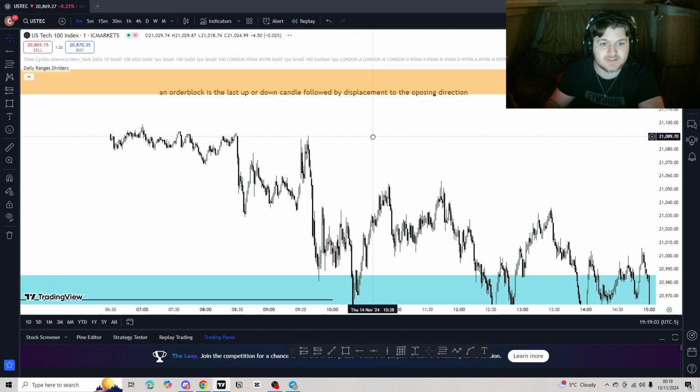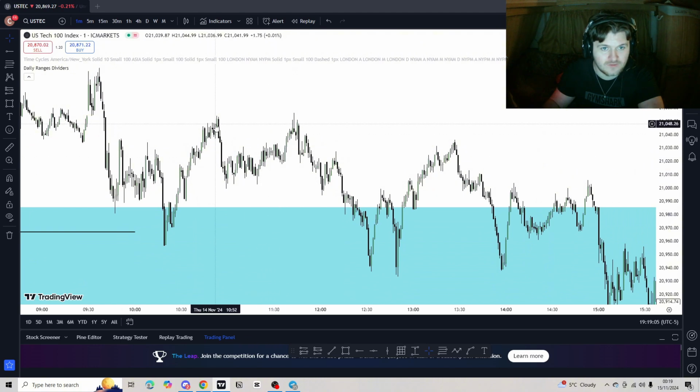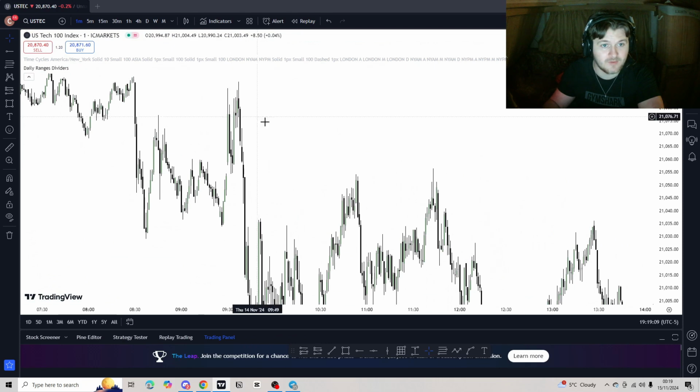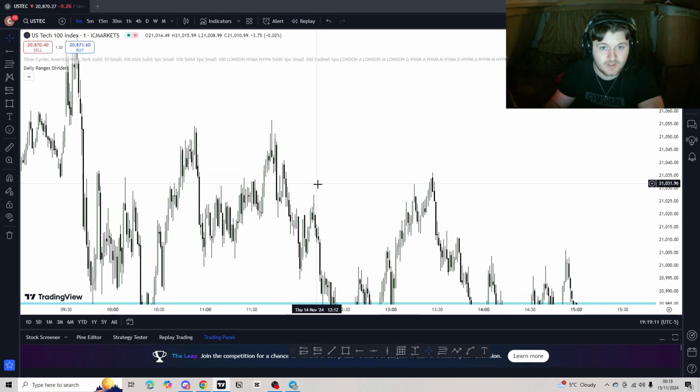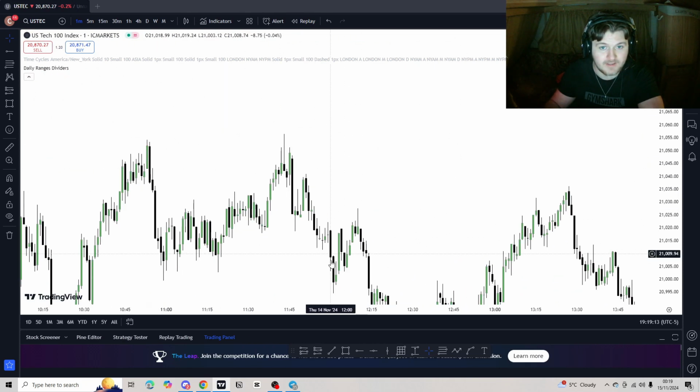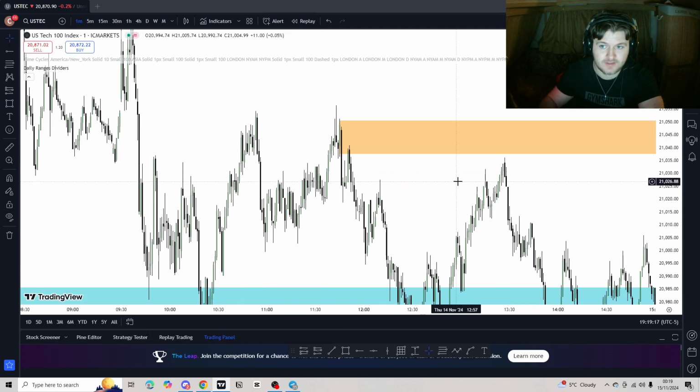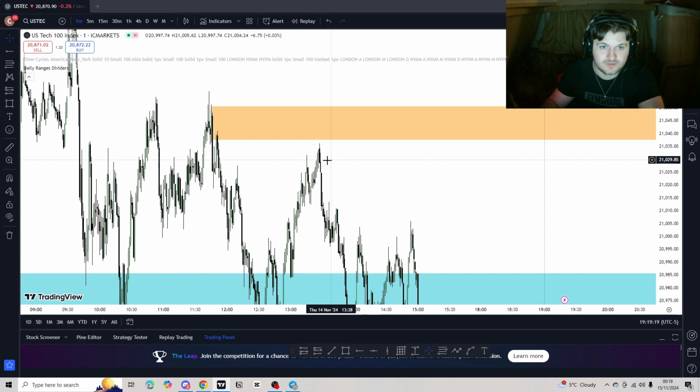So order blocks, they're quite strong, especially the higher time frame ones like the 5 minute. Obviously the 1 minutes, they're less likely to hold. Obviously they do as well. If you've got like a high time frame one and then look for a smaller time frame one, like this one for instance. This one here, another example.